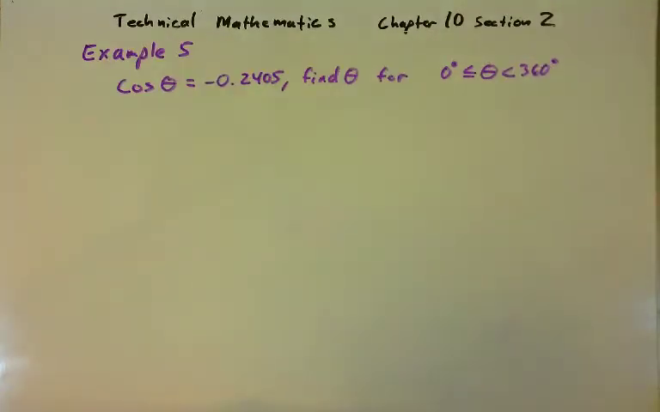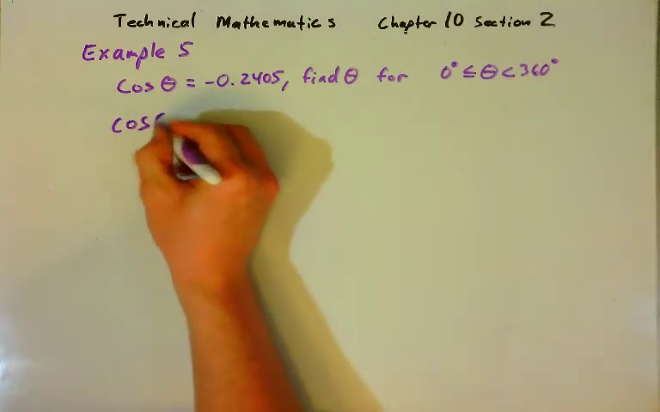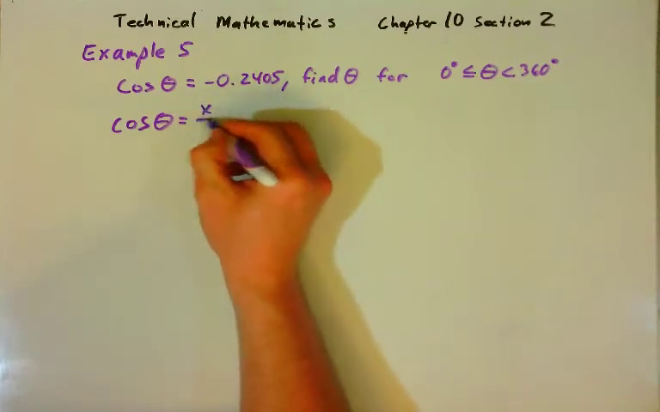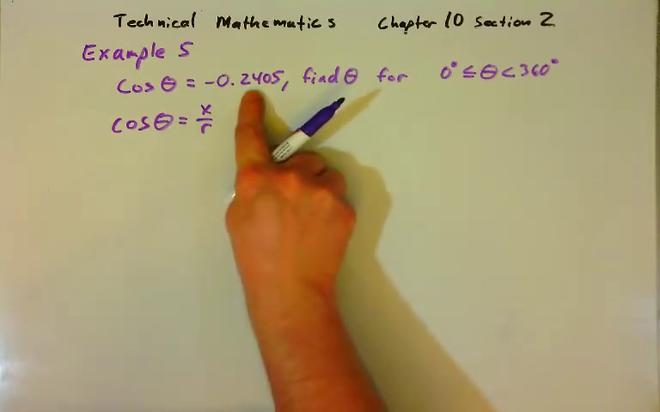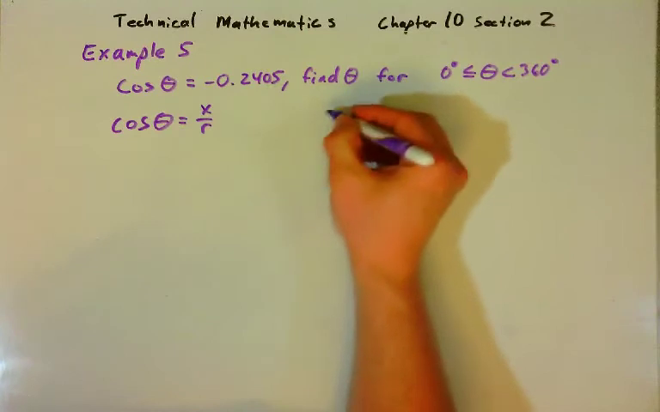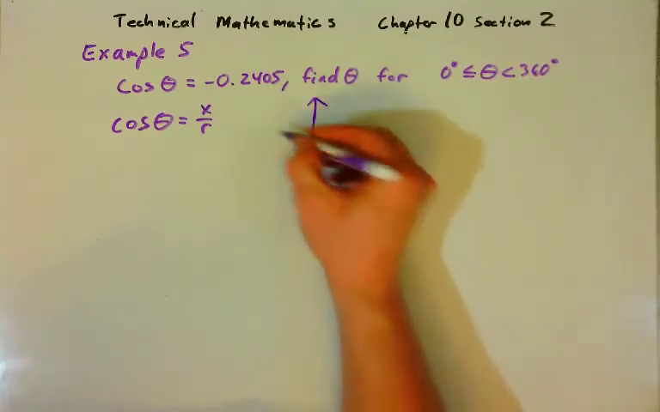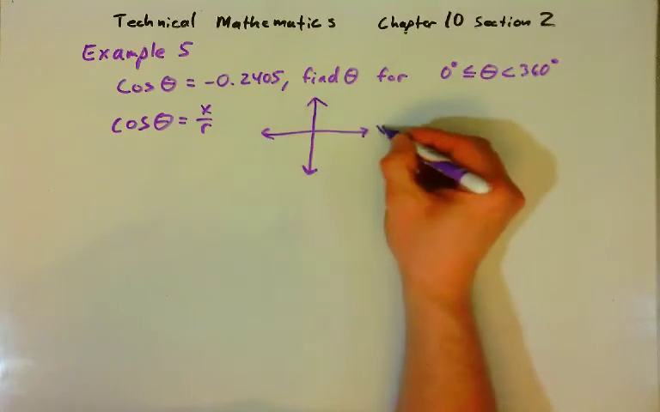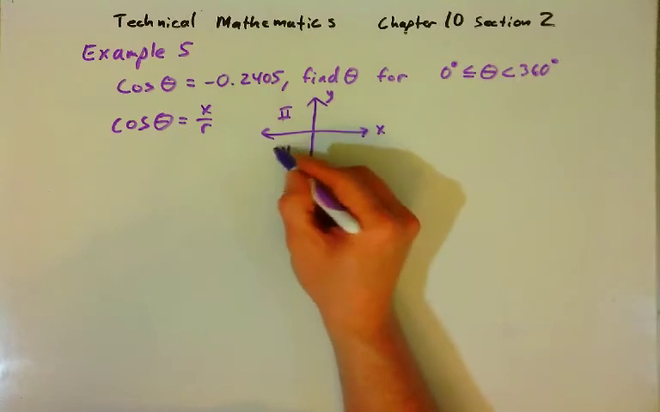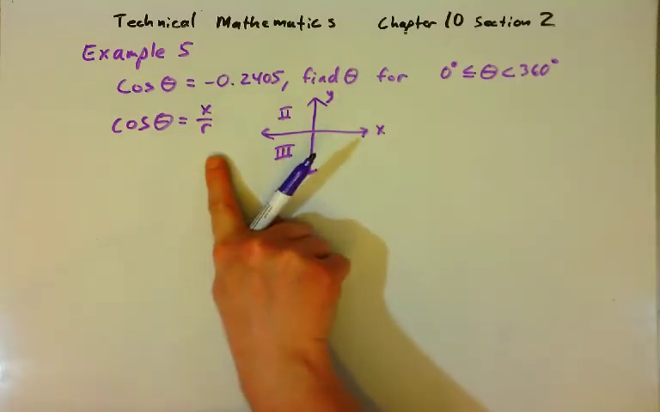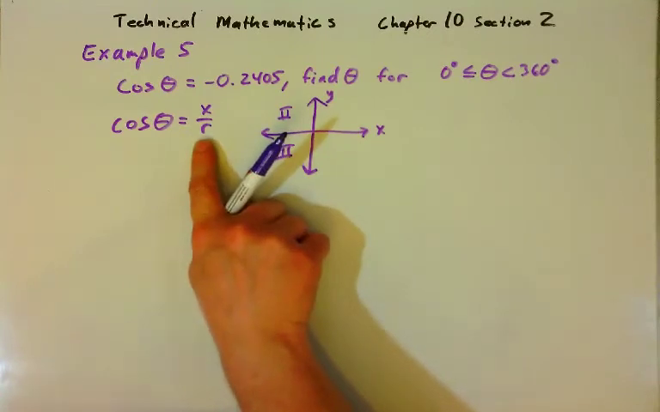This is example 5. It says the cosine of theta is equal to negative 0.2405. And find theta. Again, theta needs to be greater than or equal to 0, but less than 360 degrees. So remember that cosine of theta is equal to the x value over r. The x value must be negative to give us a negative answer because r is always positive. And so when you look at the coordinate plane, the x values are negative in the second and the third quadrant. So we know we're expecting two different answers. There's two different possible angles that give us this answer.